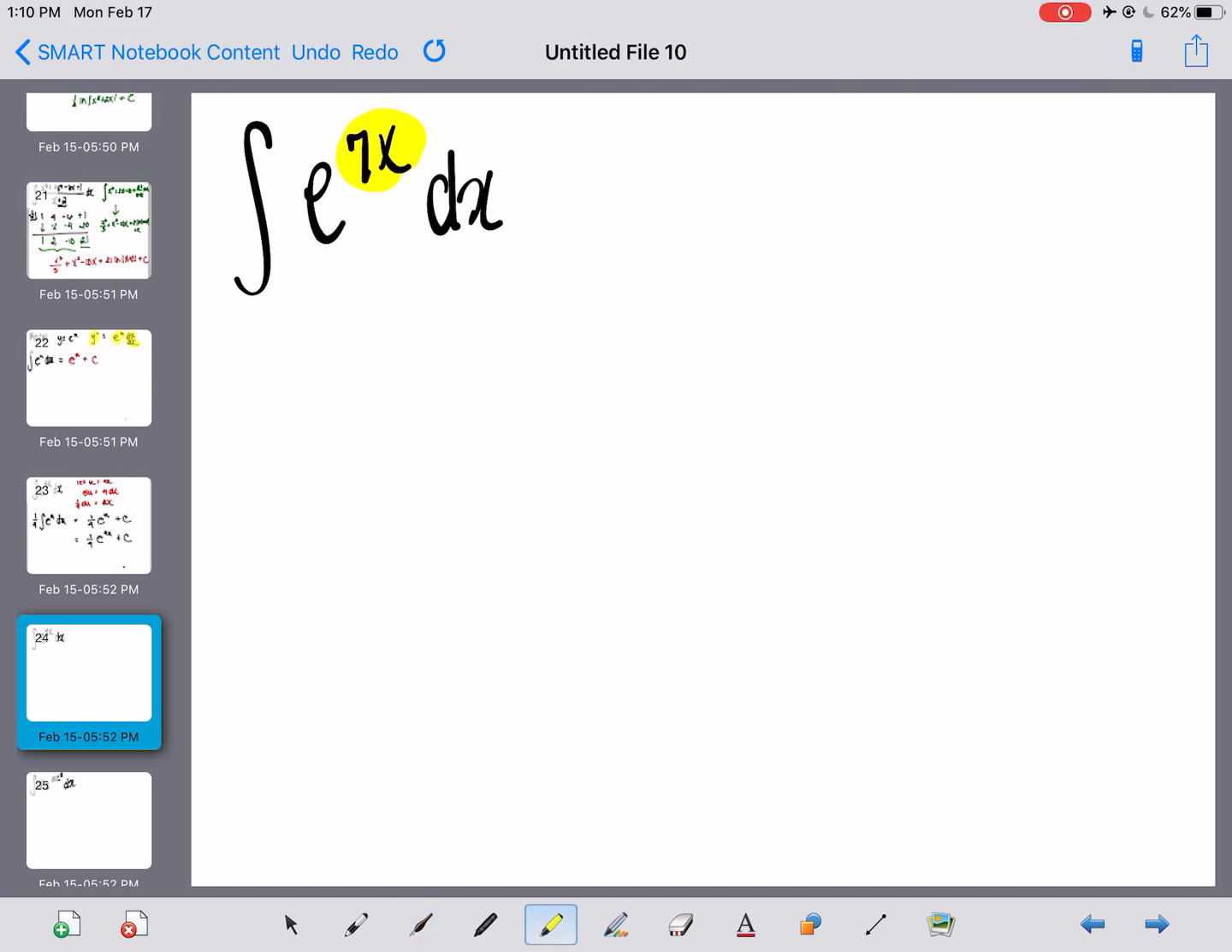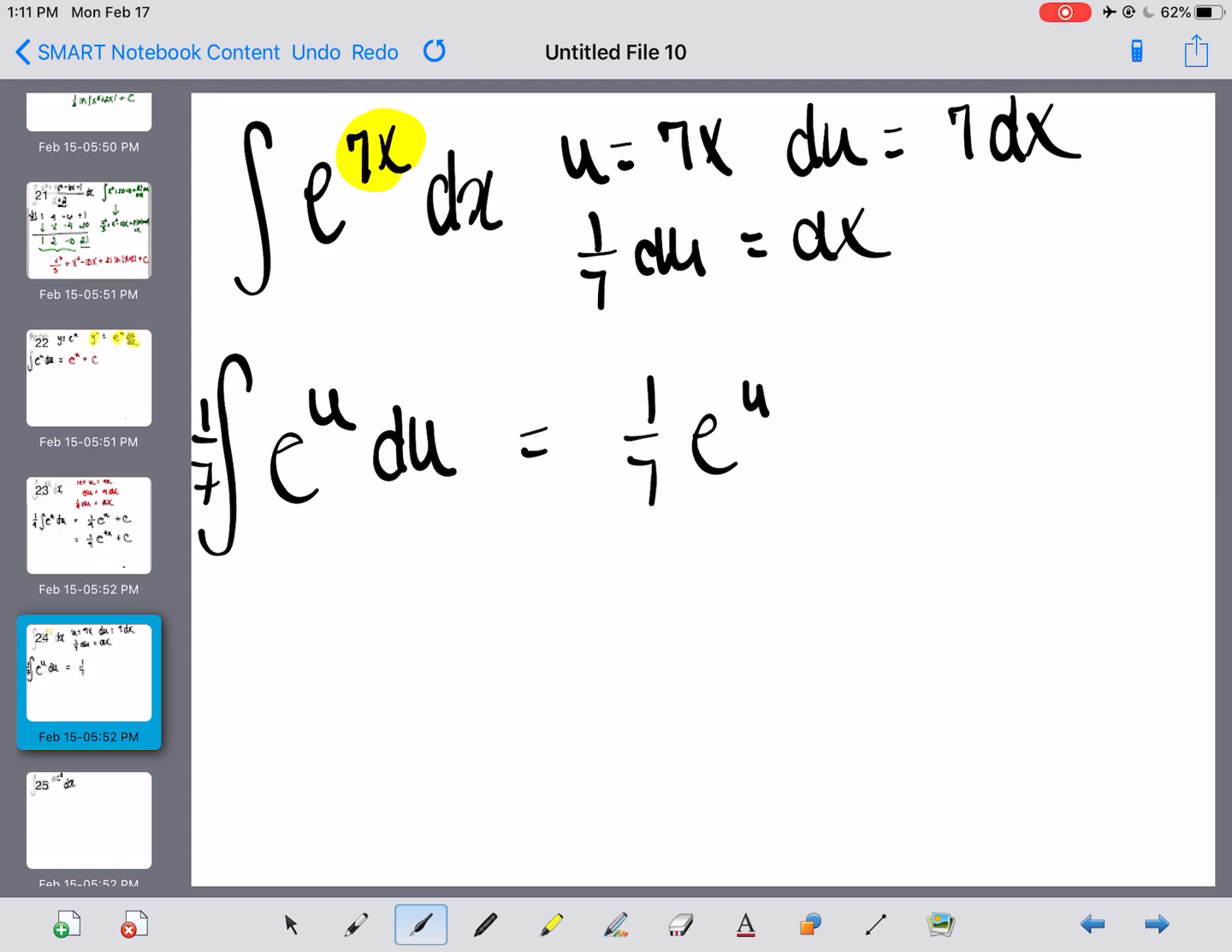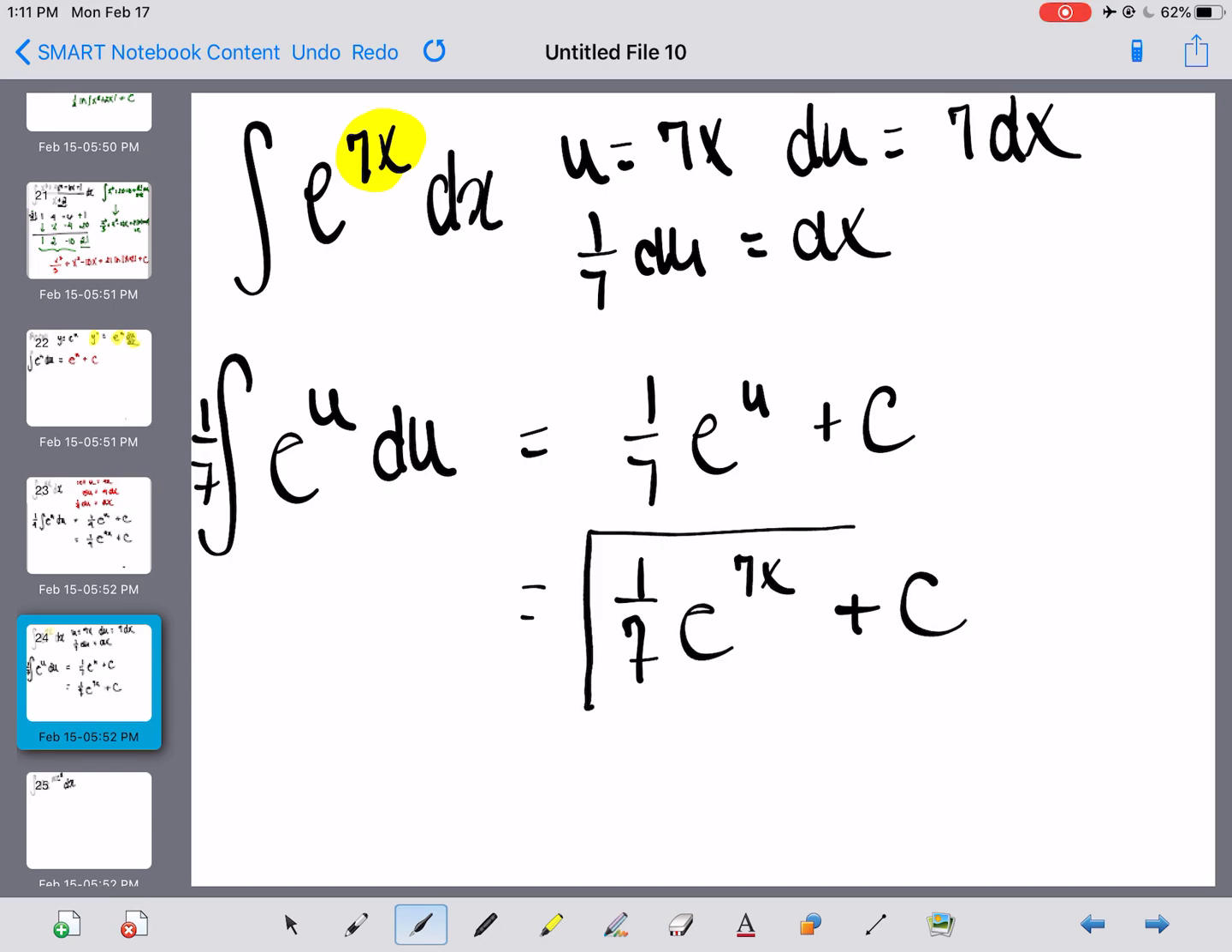Okay. U will be the exponent, and du equals 7 dx. Meaning 1/7 du equals dx. Rewrite your integral in terms of u and integrate. You will get 1/7 e to the u plus c. Plug your original function back in. And that's your final answer.